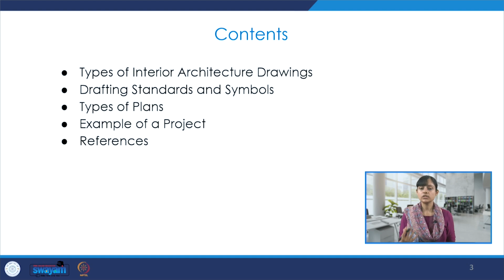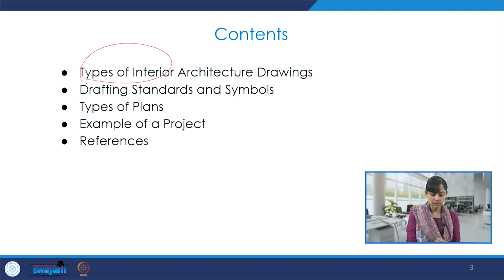So, when we talk about interior architecture projects, the drawings are really elaborate, and I keep saying that God is in the details. So all these drawings that we produce are very comprehensive. They have a lot of information. So in this lecture, I'm going to show you some representation and some discussion on these drawings.